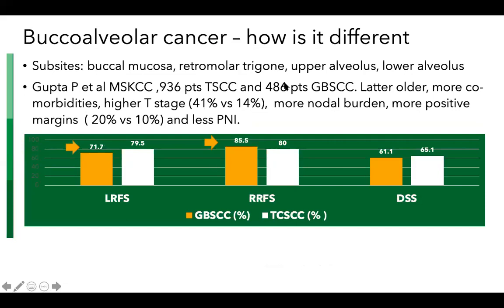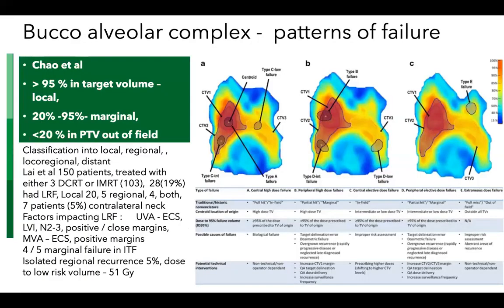So as compared to tongue cancer, in this group of 936 patients reported from Memorial Sloan Kettering, we find that the locoregional relapse-free survival is 7 to 8% less in patients who have gingival cancers vis-a-vis tongue malignancies. Their regional relapse-free survival is actually better, but the disease-specific survival and the locoregional relapse-free survival are both poorer in gingival sulcus patients, underlining the importance of local control and therefore the importance of drawing the local target properly.